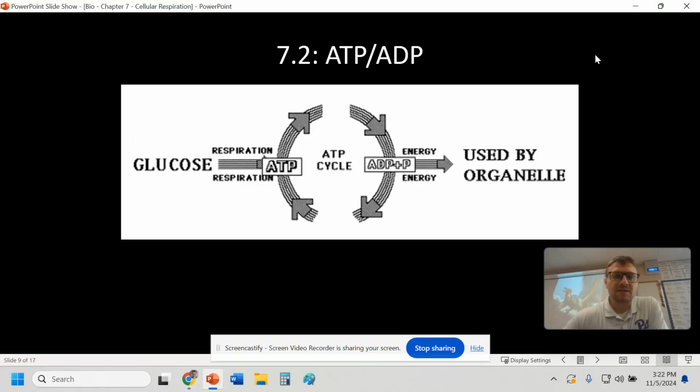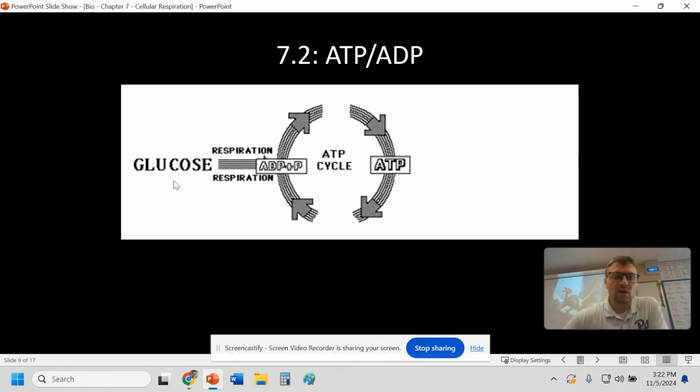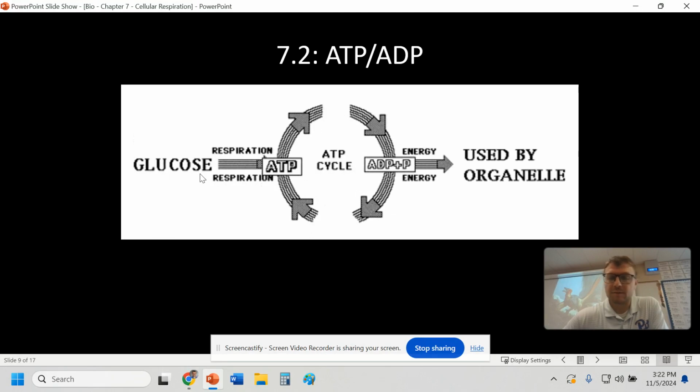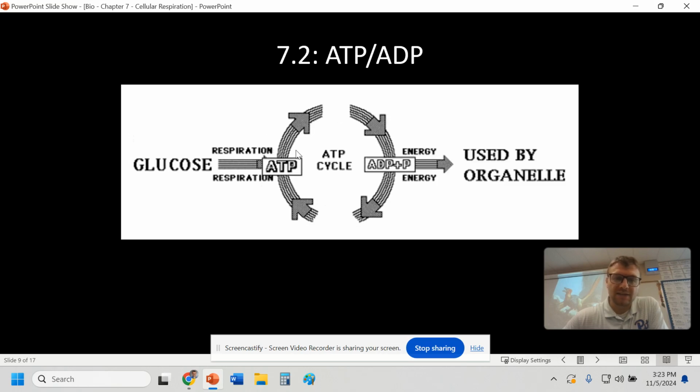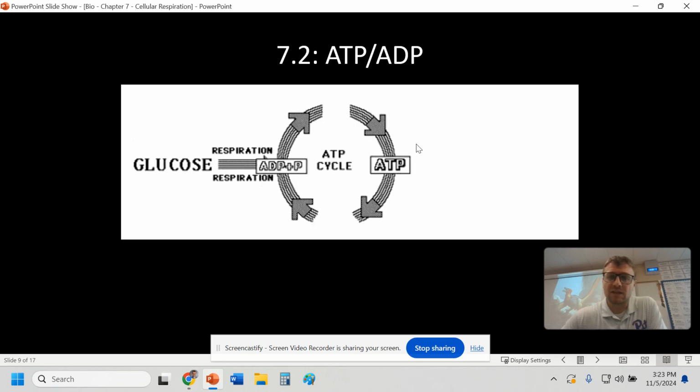Here's another way of looking at this ATP cycle. You can see we're going to get energy from the food that we eat, and specifically that comes from glucose. We're going to transfer that energy to make ATP. Now, this ATP is going to be used by our cells to do cellular work. So it's going to be used by the cells to complete anything that the cell needs to happen.